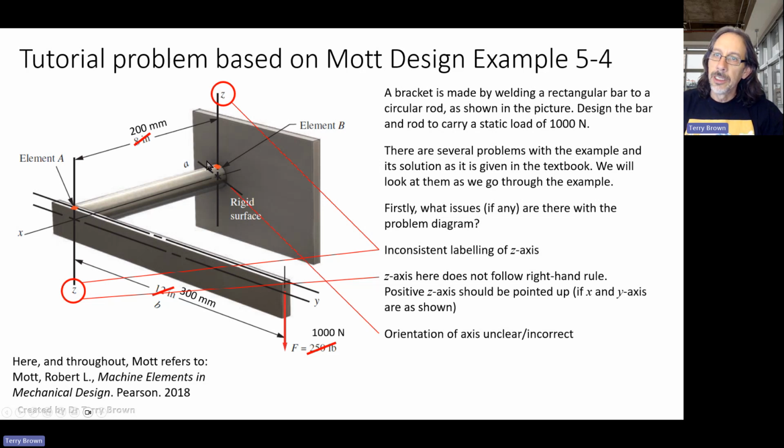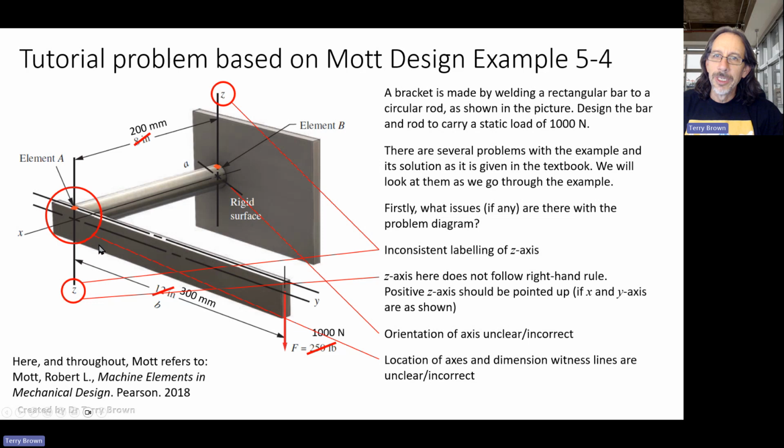This axis here, I'm not sure what that's supposed to show. I assume it's meant to be a horizontal axis that's parallel to the top and bottom edges of this backing plate here, parallel to the y-axis of this rectangular bar, but it hasn't been drawn like that. So we're left thinking, what's going on here? Why is it like that?